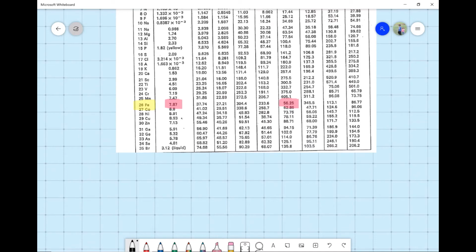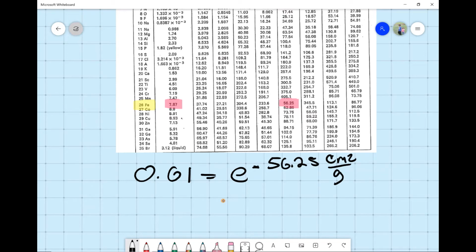So we can rewrite our equation. So 0.01 equals 56.25, and I made this sloppy, and I apologize. I had actually forgotten the exponent. So e to the negative 56.25, this is centimeters squared per gram. Always remember the units. The density is 7.87 grams per centimeter cubed.